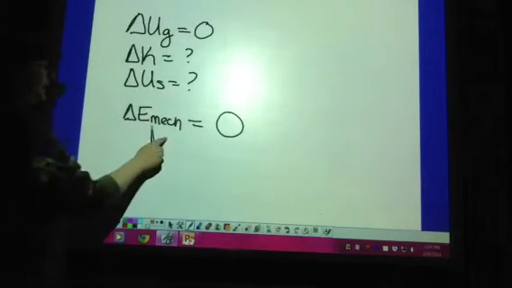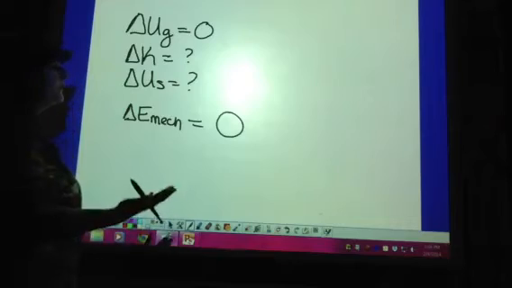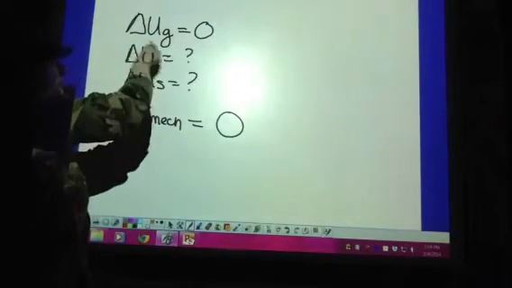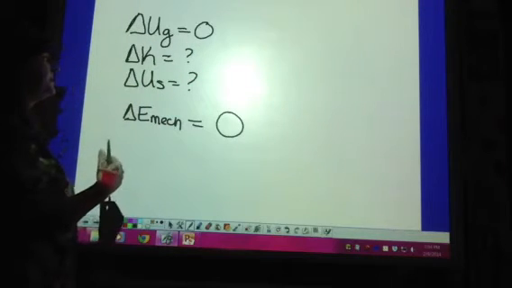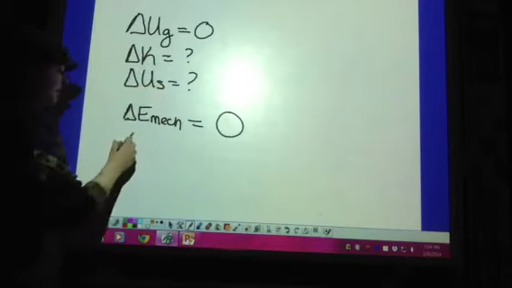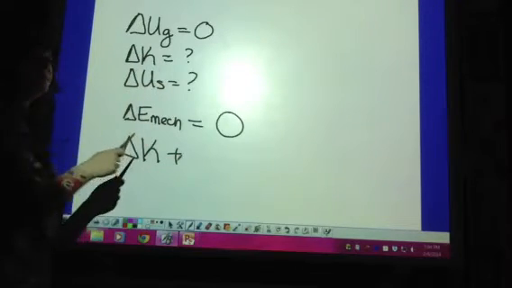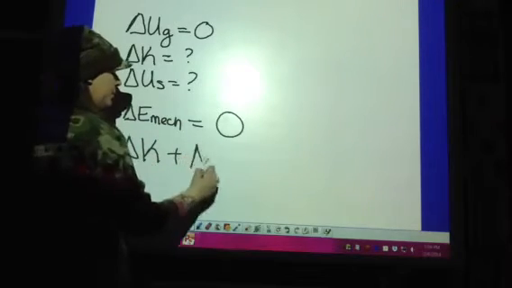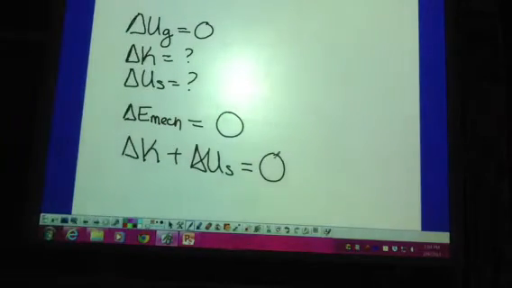We know our change in mechanical energy is the sum of the kinetic energies plus all of the potential energy. So we don't have our gravitational potential energy just because we're not moving up that height. I don't have a vertical displacement. We will have some type of kinetic, so I need to write my delta K. And I will have some type of change in elastic potential energy, so plus delta U_S, all of that should equal 0.